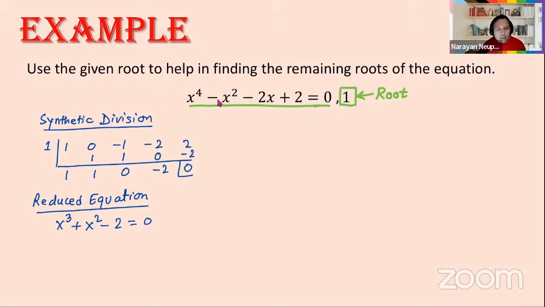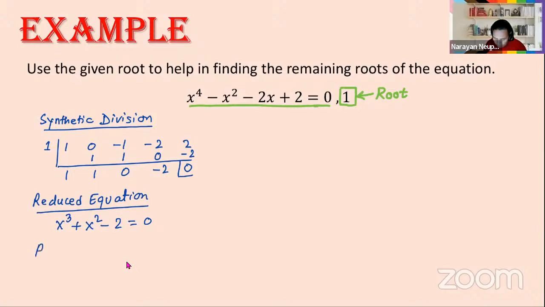Now remember one thing, this is a fourth degree equation. It has 4 roots. One of the roots is already here. Now we reduce the equation to a third degree equation. And this third degree equation has 3 roots. We have to find those 3 roots. And one technique of finding the roots is we can use this constant to determine the possible roots. So possible roots are the factors of -2.